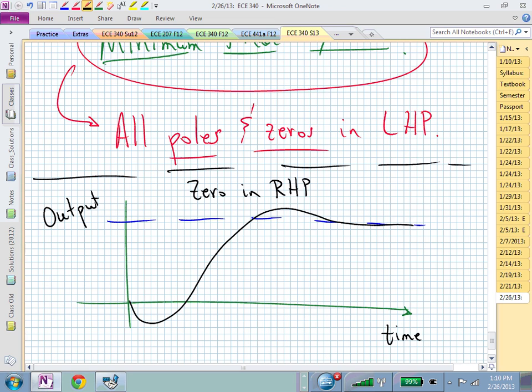You don't need to know that. All you need to know is you have H of s and all of its zeros are in the left half plane and all of its poles are in the left half plane, and now we can start sketching it.